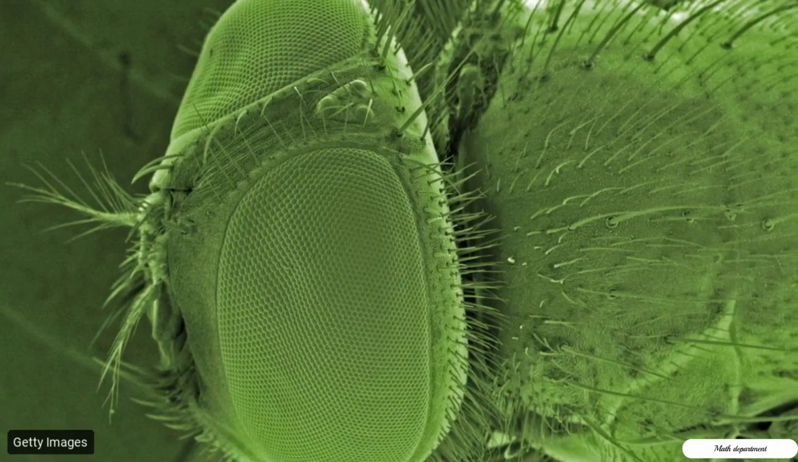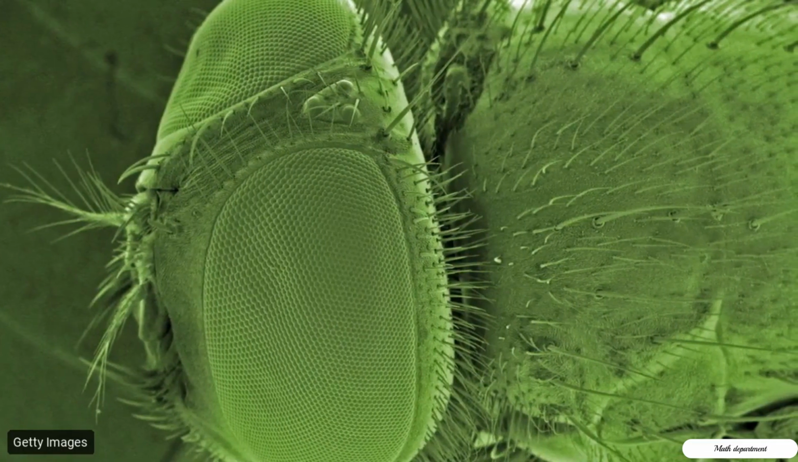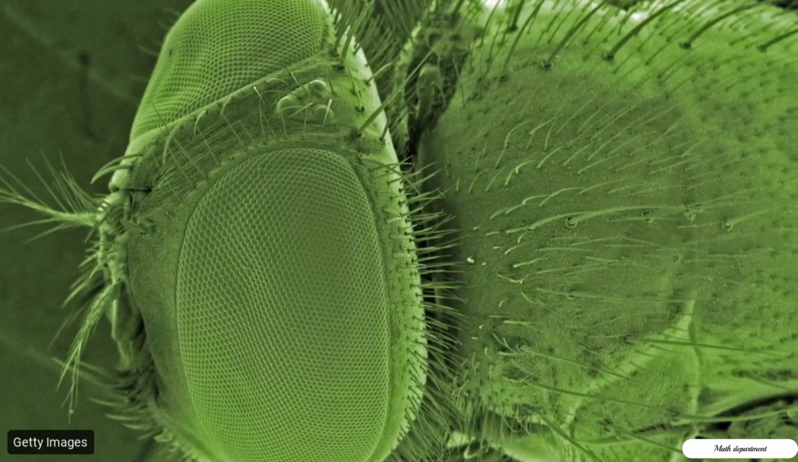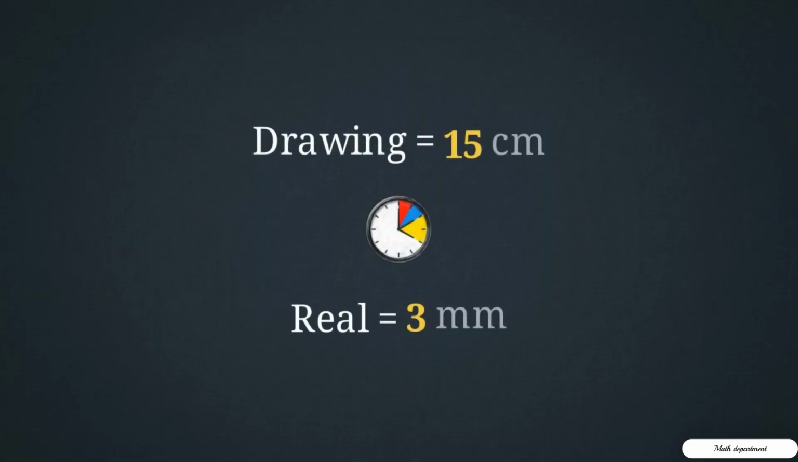Let's flip the scenario entirely to the microscopic level. A 3 millimeter insect is blown up to 15 centimeters in a photograph. Pause the video and calculate the scale yourself.